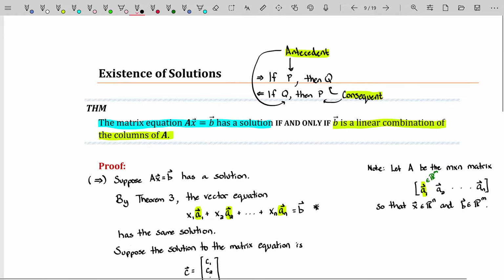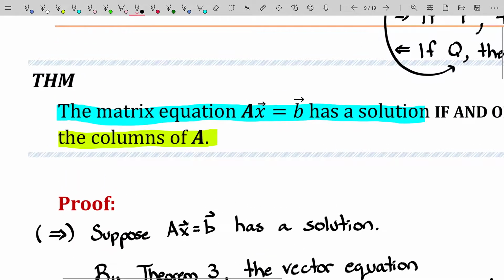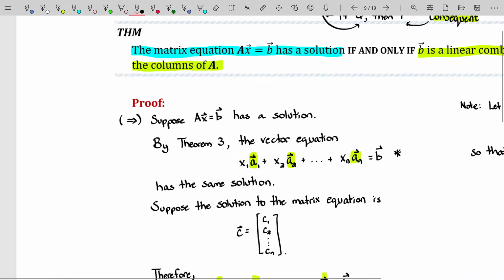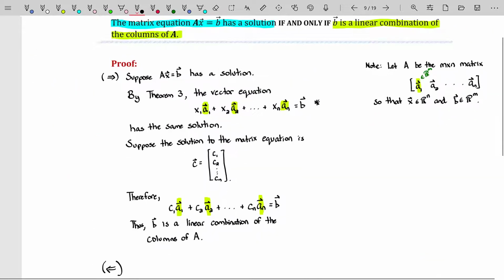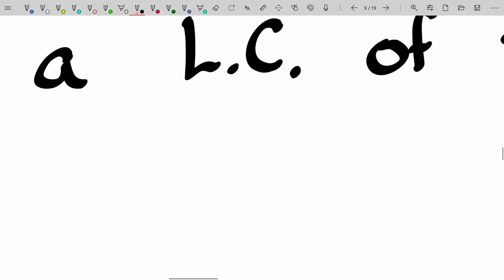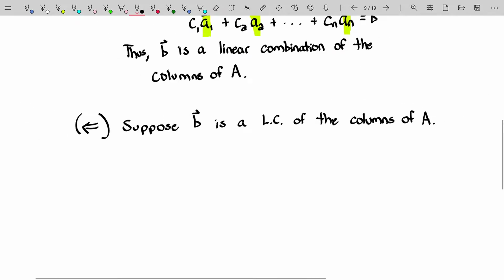So the backward direction, we're going to start with the yellow highlighting. We're going to assume that the vector b is a linear combination of the columns of the matrix A. And then we will want to prove the blue highlighting, that the matrix equation Ax equals b must therefore have a solution. So let's go ahead and assume the yellow highlighting. Suppose that the vector b is a linear combination of the columns of A. And LC is a very common shorthand for linear combination. It's just much faster than writing linear combination.